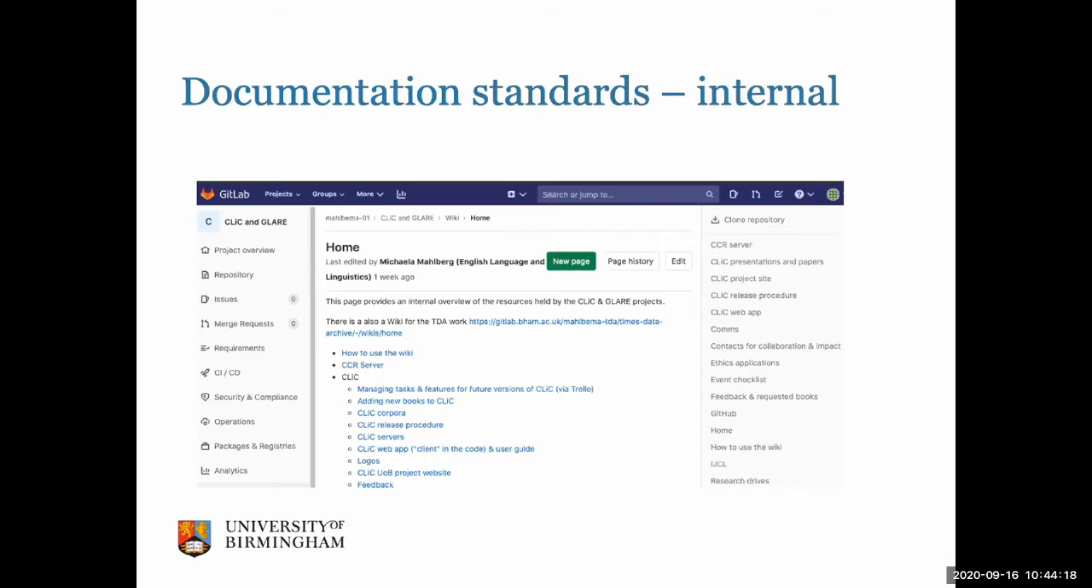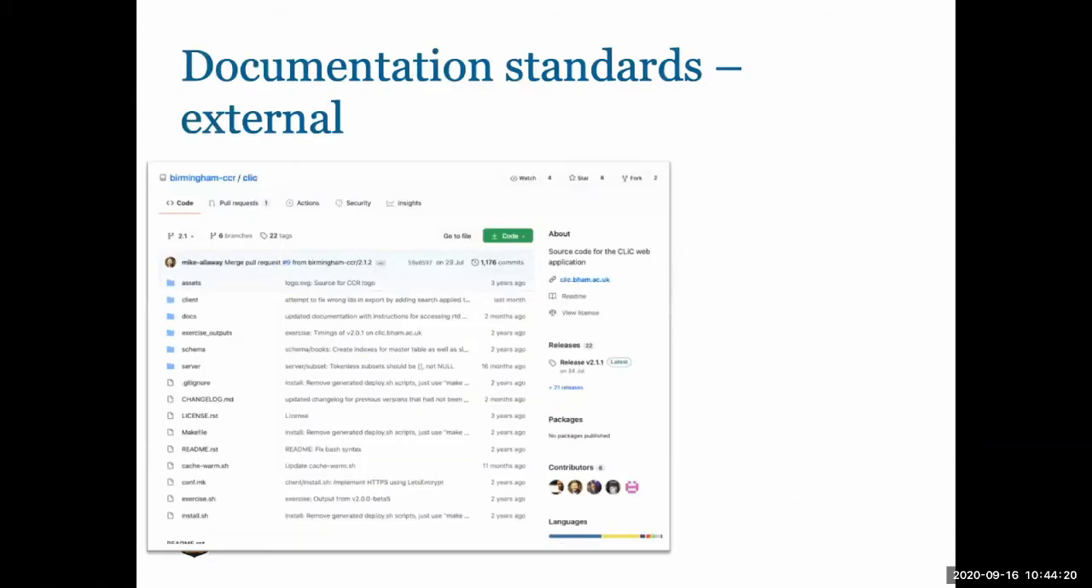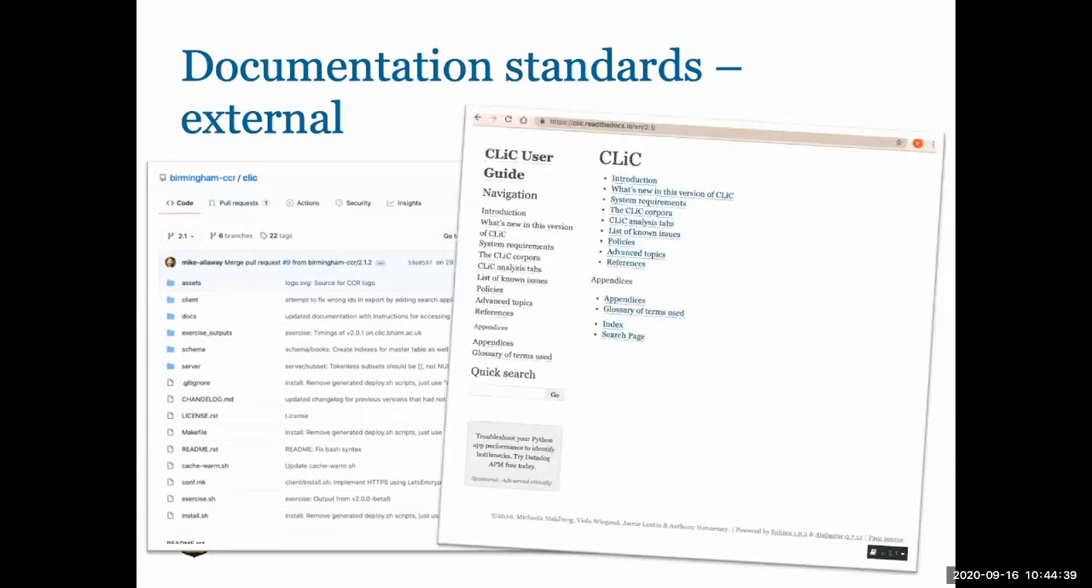But in addition to the internal documentation, it's also really important to make sure that you share your code, that you share your ways of working, so that people can actually trust you and can check and can replicate what you're doing. So this is why we put a lot of what we do on GitHub, but we also then have additional information in our user guide. So that is a Read the Docs version, where we then explain what things actually do.